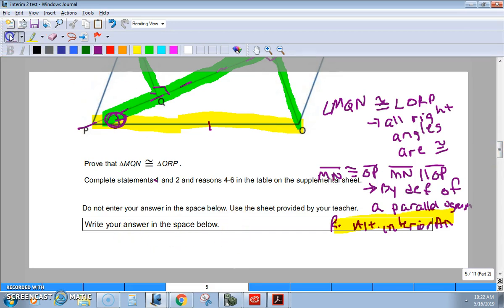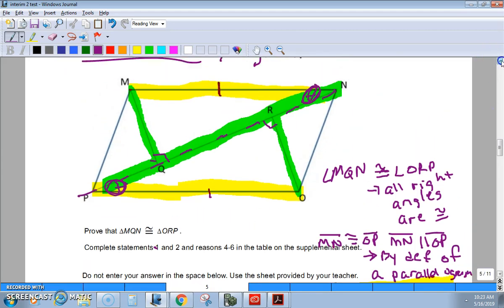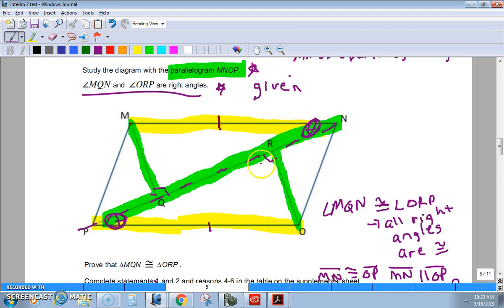So the final claim or statement is that triangle MQN is congruent to ORP. Okay, so what do we know? What do we have? We know that this angle's the same. We know that this angle's the same, and we know that this side is the same.